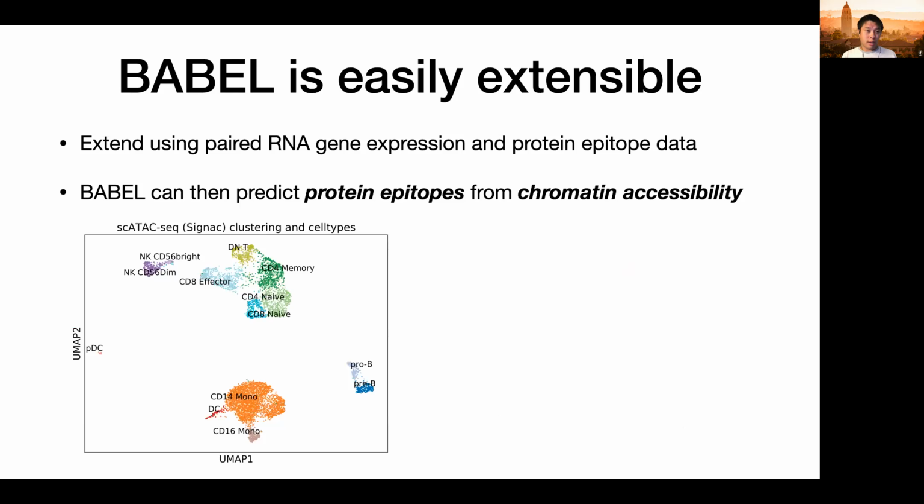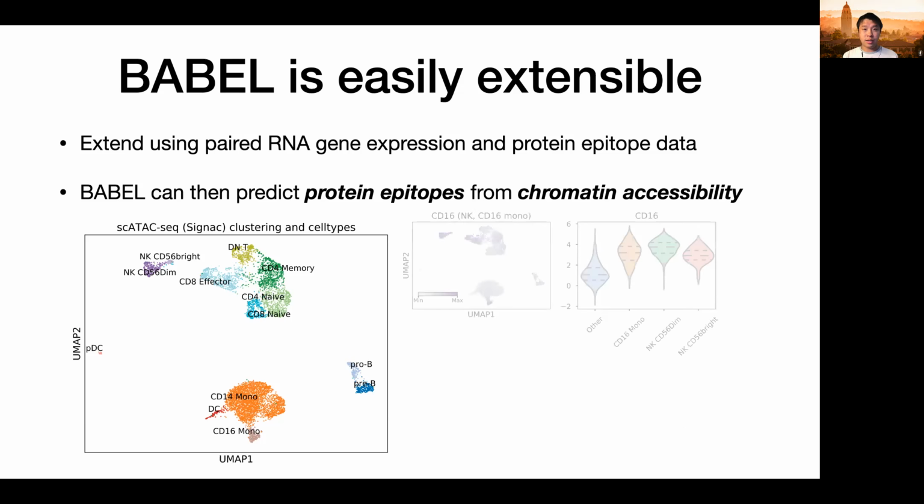BABEL is also easily extensible. To show this, we incorporated paired PBMC single-cell gene expression and protein epitope data to BABEL and evaluated BABEL's ability to predict protein epitopes not from expression, but from single-cell PBMC accessibility profiles, illustrated here on the left.